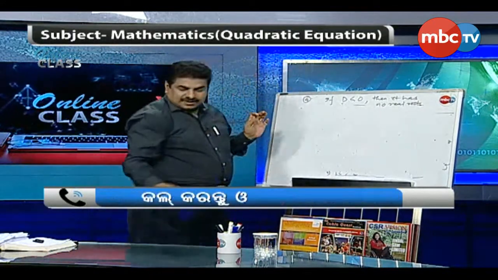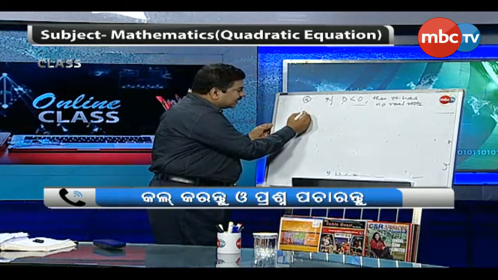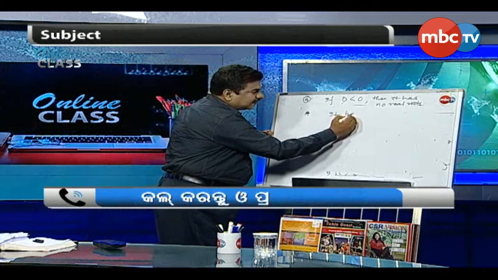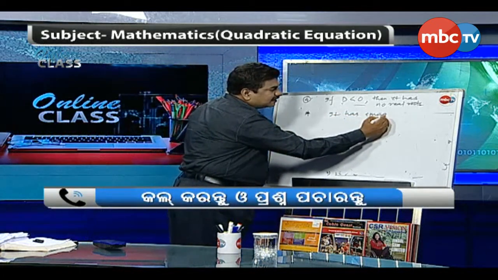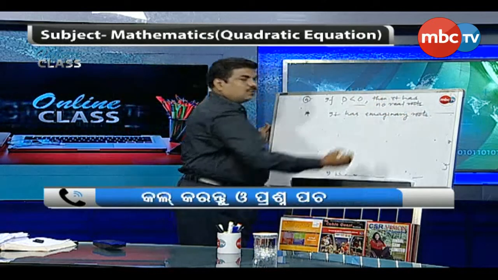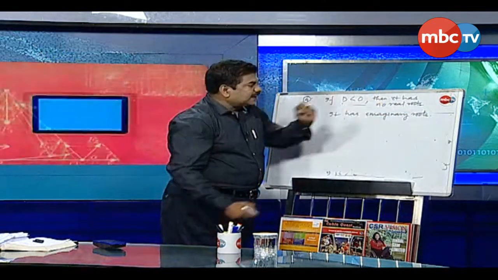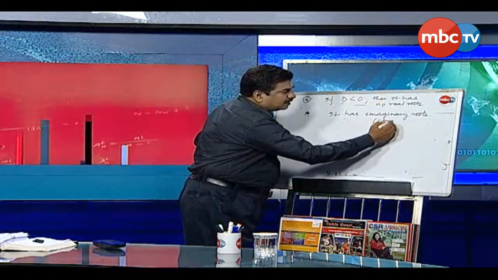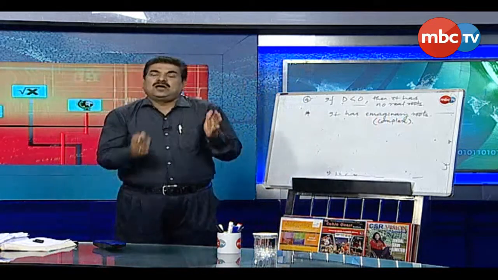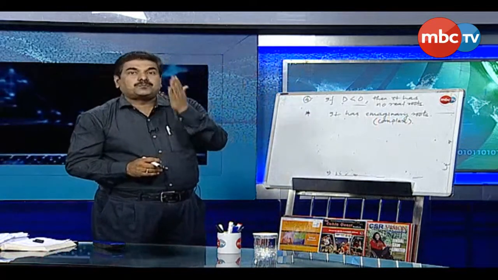Here you see, it has no real roots, but that important point is the star mark for important point, it has imaginary roots dear. It has imaginary roots, or we call it as complex roots. That means imaginary, or we call it as complex roots.